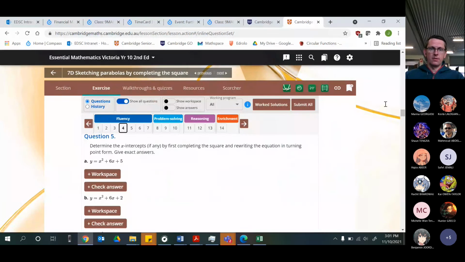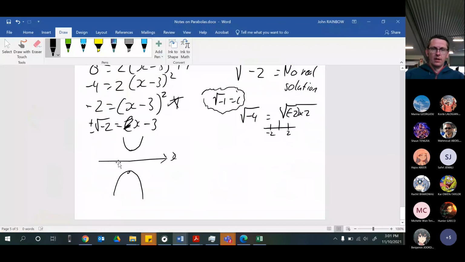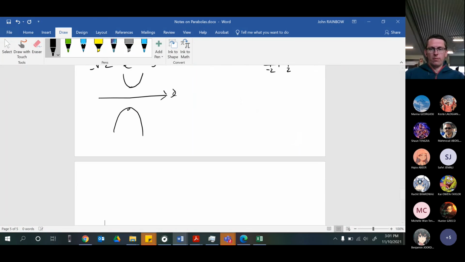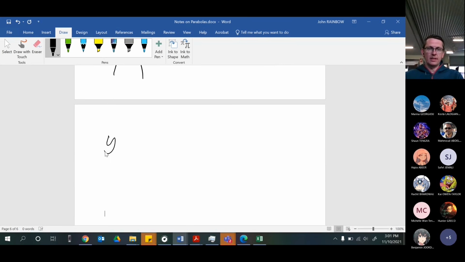Just going to revise this for you. So we've got x squared plus 6x plus 5. So turning point form is actually completing the square, and that's why we did all the completing the square a while ago.